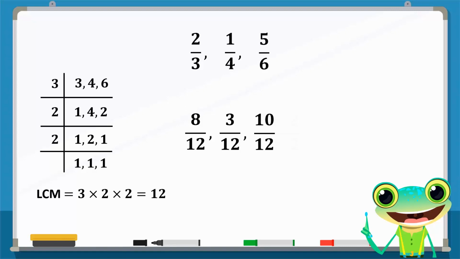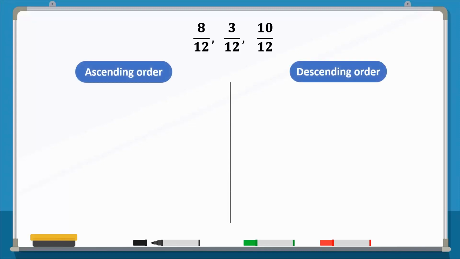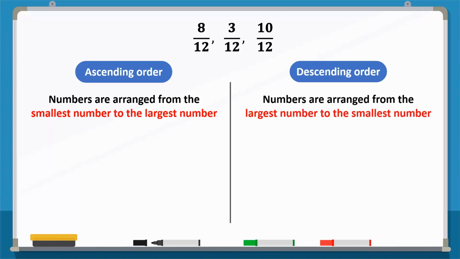Now, we can compare the numbers by arranging them in two different ways: ascending order and descending order. Numbers in ascending order are arranged from the smallest number to the largest number, while numbers in descending order are arranged from the largest number to the smallest number.